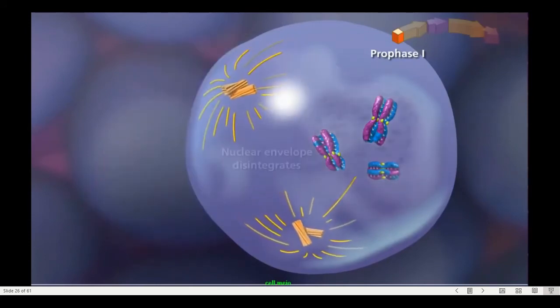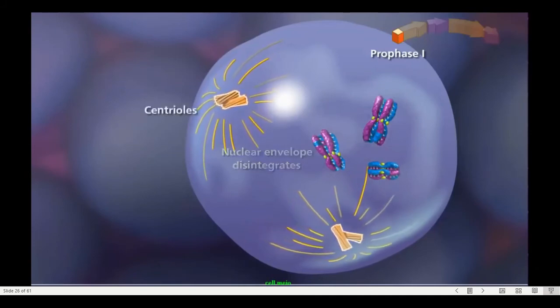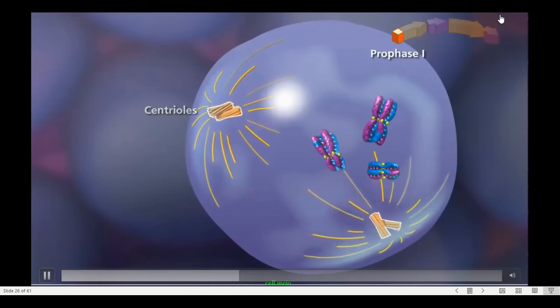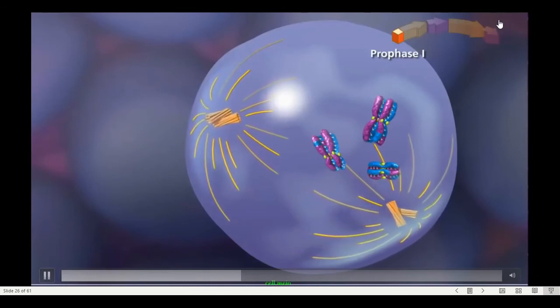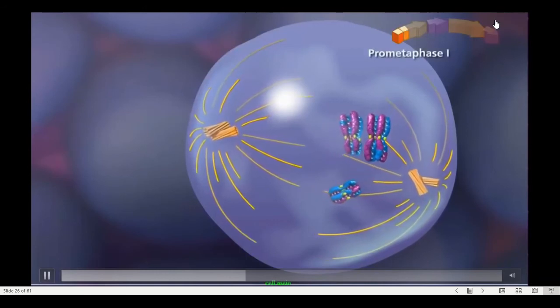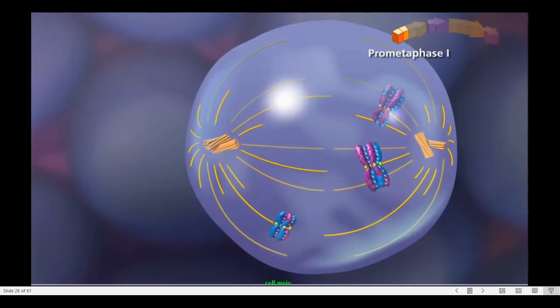Prophase 1 concludes with the fragmentation of the nuclear envelope as the duplicated centriole pairs move to opposite poles of the cell. As they move, the centrioles extend spindle fibers forming the meiotic spindle. In prometaphase 1, with the paired centrioles in place, the meiotic spindle is fully formed. The sister chromatids attach to the spindle fibers by their kinetochores.